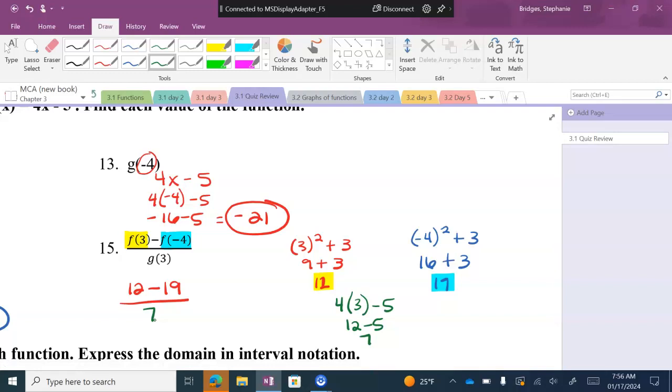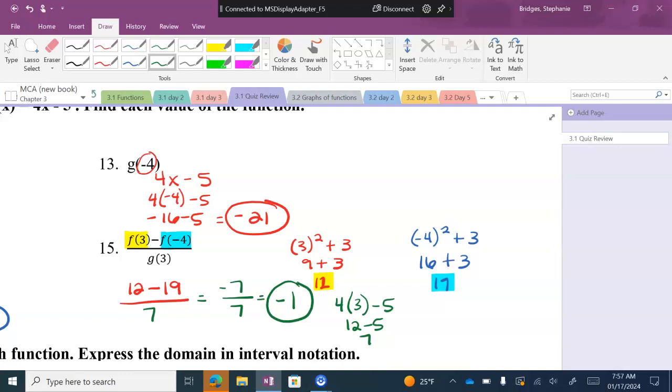So what I'm going to do now is just finish this up. I'm going to do the top part. 12 minus 19 gives me -7. And -7 over 7 gives me what for my final answer? -1. So you'll be given your functions, and you're just asked to find the value of those functions when you have certain x values. So you just take them and plug them in and simplify them out.